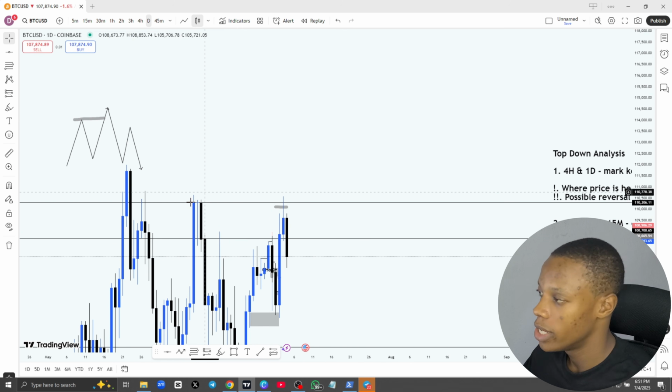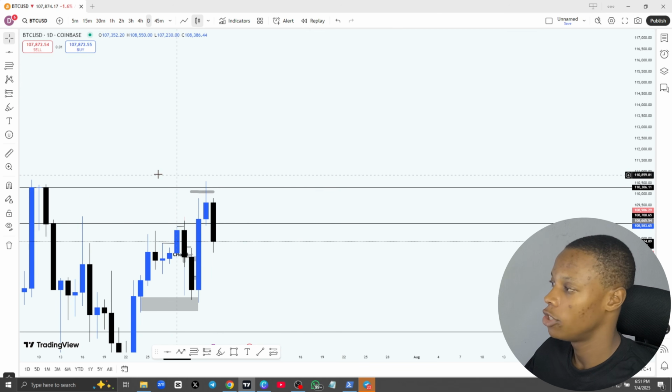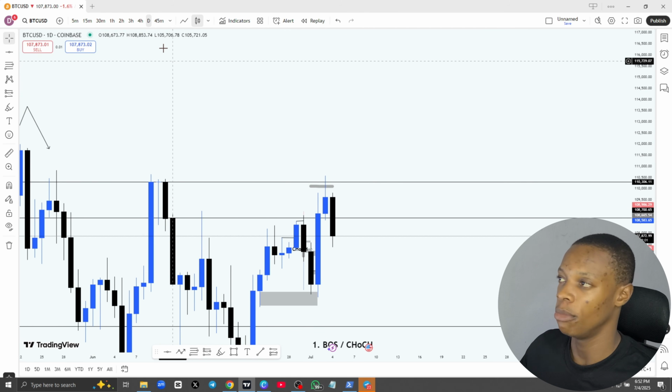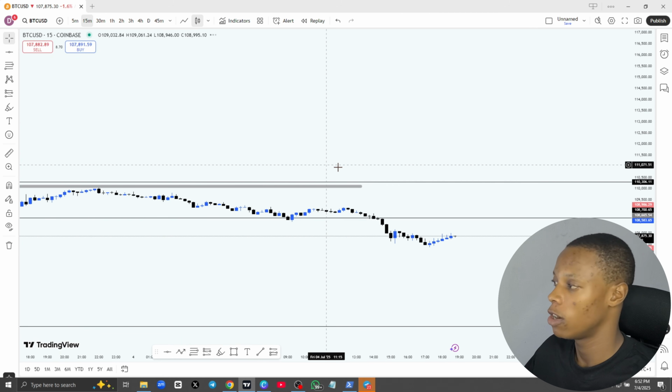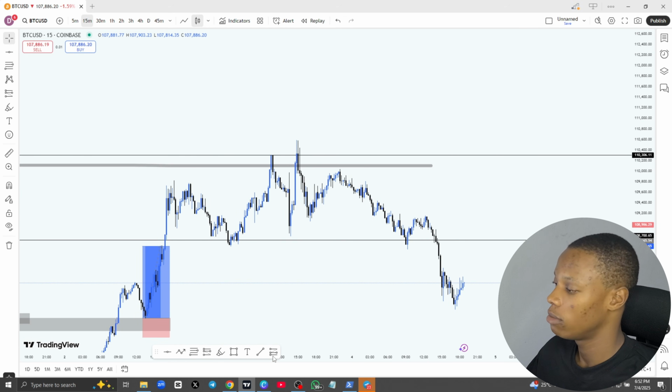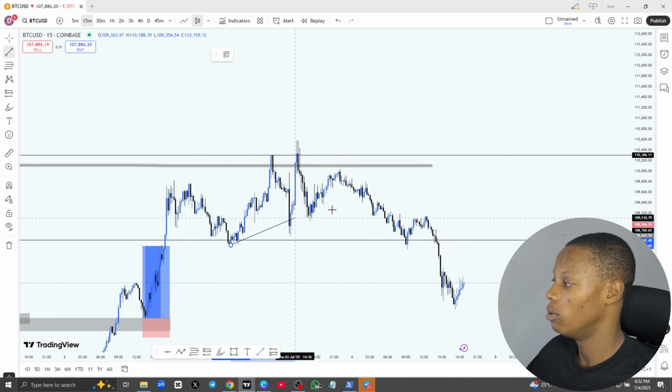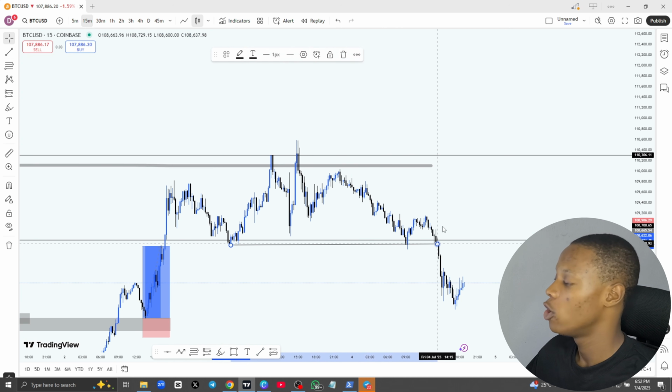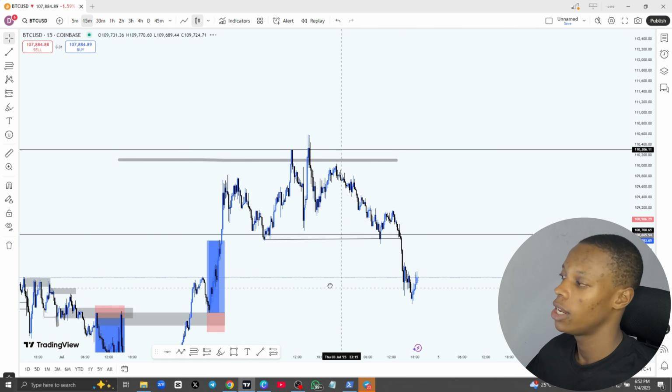A major daily resistance level right here. You can see that for yourself. Now, what do you think I'm going to be looking out for? I'm not going to be looking out for sell. But for me to say I want to see a change of character, and the change of character has happened because the price broke past this very low right here. So officially BTC has changed character, and I'm interested in sell.